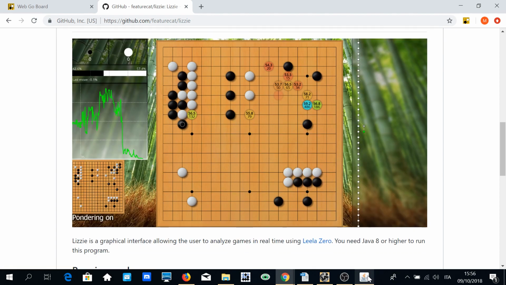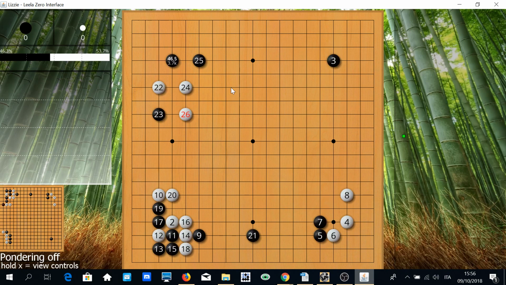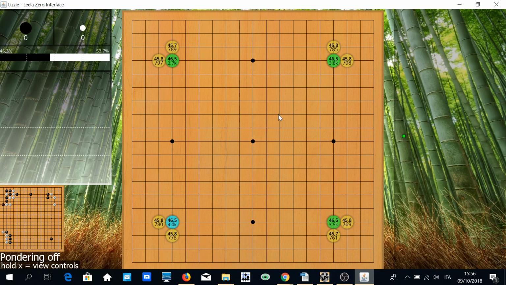What are these features? As I told you, Lizzie is one of the strongest bots available to the public, and it's of course free, so you don't have to spend any money. In this position there is a heat map. Heat map means that there are 2 numbers, and in these 2 numbers there are 2 pieces of information.